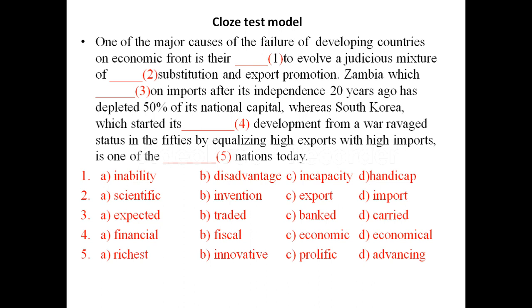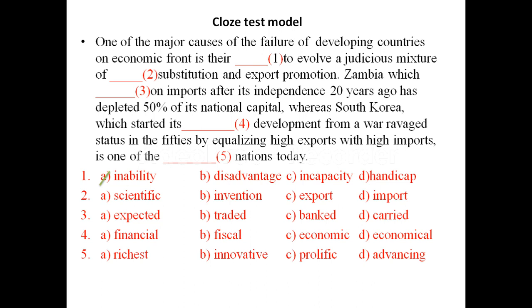After reading the whole passage, it is very clear that the passage is about economy. So keep this in your mind and answer. The first blank's options are inability, disadvantage, incapacity, handicap. B, C, D are not at all related. The correct word for the first blank is inability.